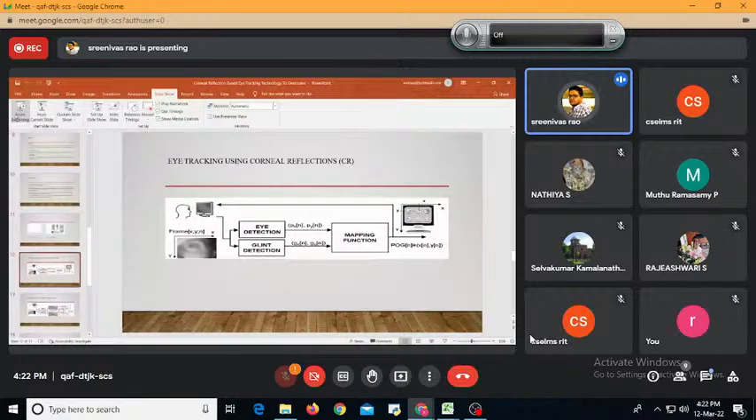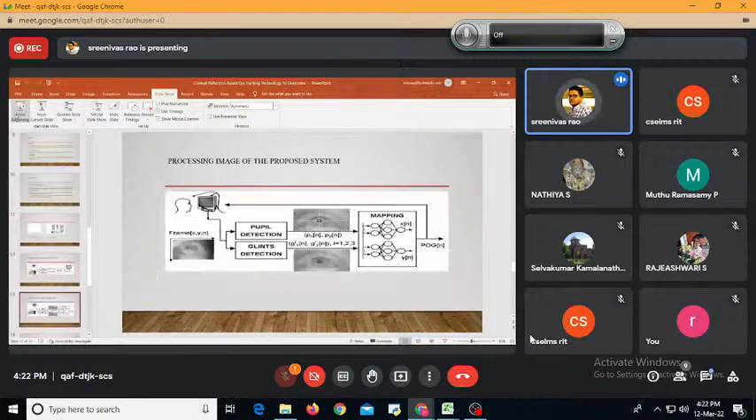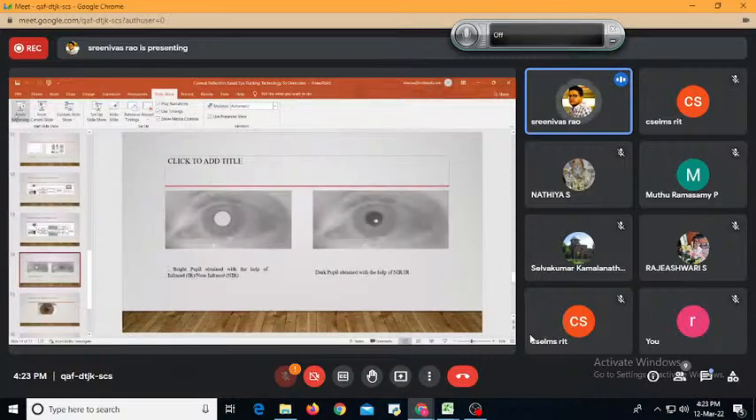And this is the processing image of the proposed system. Again, the frame of the x-axis and the frame of the y-axis, and then the pupil is detected and the glint is detected, and finally these both are mapped, and then the point of gaze is calculated. These are the bright pupil and the dark pupil obtained.